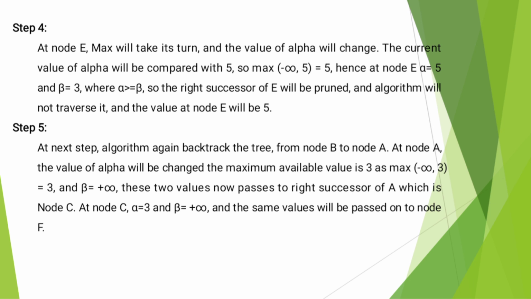Then the algorithm again backtracks the tree from node B to A. At node A, the value of alpha will be changed. The maximum of minus infinity comma 3 is equal to 3, and beta is equal to plus infinity. These two values are now passed to the right successor of A, which is node C. At node C, alpha is equal to 3 and beta is equal to plus infinity. And the same value will be passed on to node F.